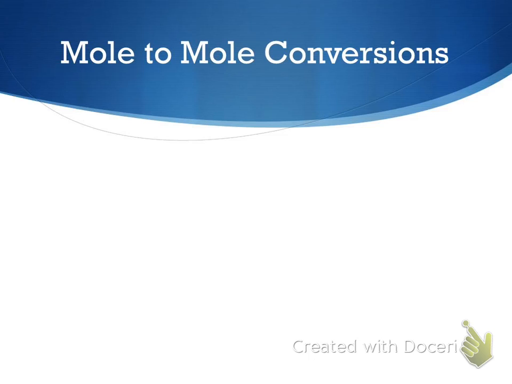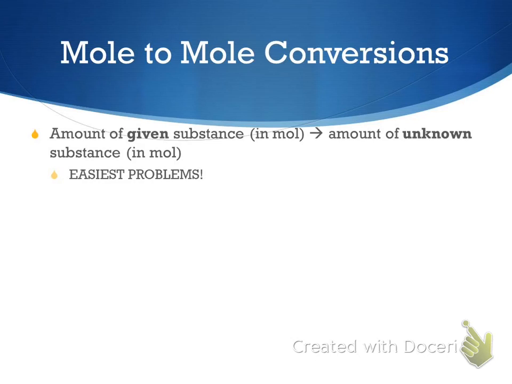Okay, so we're going to start with the simplest types of conversions, which is moles of one substance to moles of another. It's a really short T-chart, and then we're going to build from there. So the first thing we're going to do is take the amount of our substance in moles, and solve for the amount of our unknown in moles. These are the easiest types of problems that we have. So this is a mole to mole conversion.